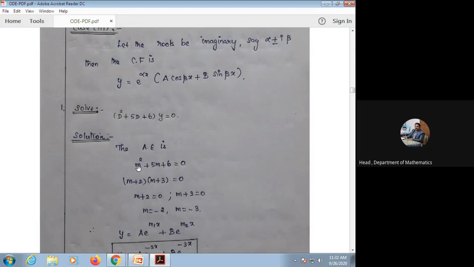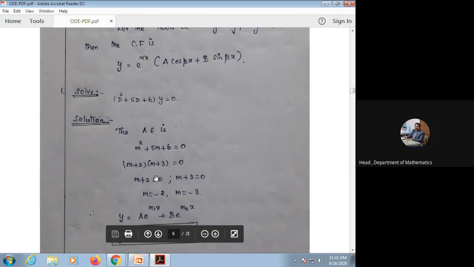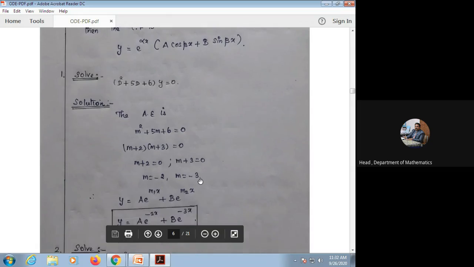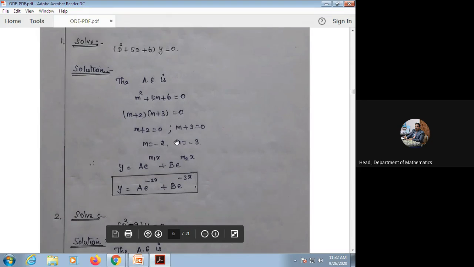We have to factorize this equation. Therefore, the factors are (m plus 2) into (m plus 3) equal to 0. Therefore, m plus 2 equal to 0 and m plus 3 equal to 0. We get m equal to minus 2 and here m equal to minus 3. Here, the two roots are different roots. Therefore, we take this one as m1 and this one as m2.